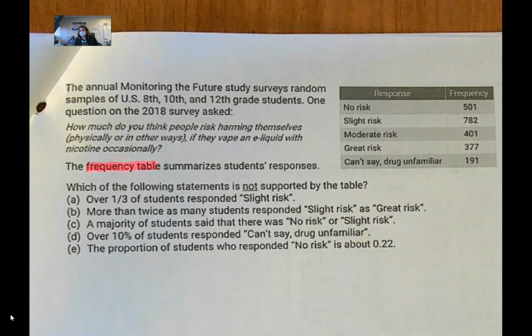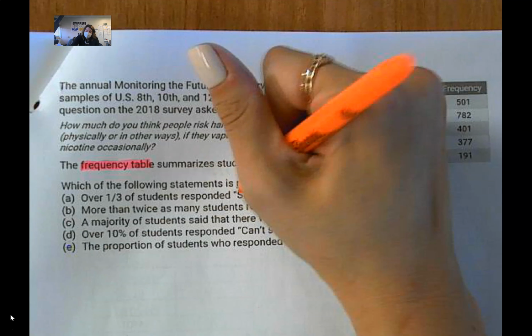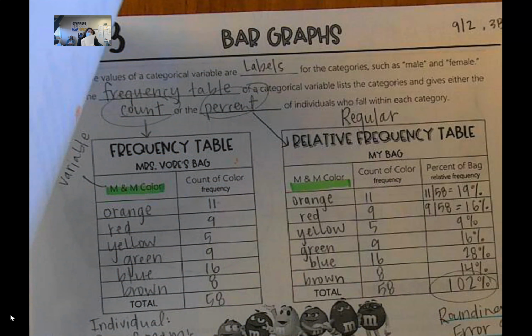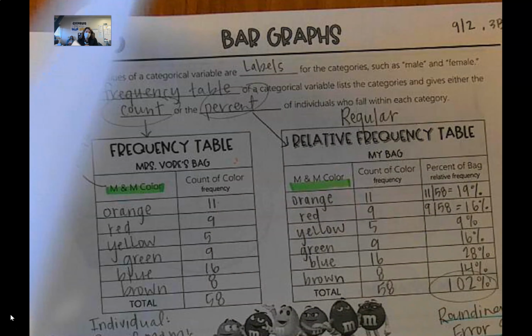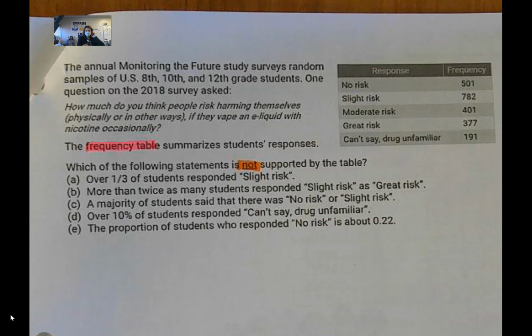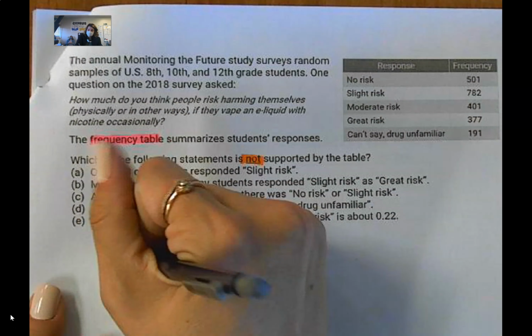Then it goes through and wants you to identify which of the following statements is not supported by the table. So we have to go through and find the ones that are not true. So all of a sudden we go from this really easy M&M table to having to check to see if 5 separate statements are true or false. So I'm just going to write down here the work that I'm going to show for each answer option.